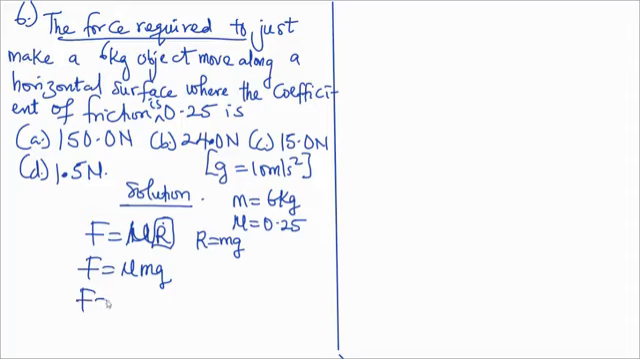Now our F now is, what's our mu, which is our coefficient of friction, 0.25. What's our mass, 6. What's our g, 10. So let's multiply everything. So our answer is what? 15 Newton. So you can see how simple it is. So our F is 15 Newton. So that's just all.